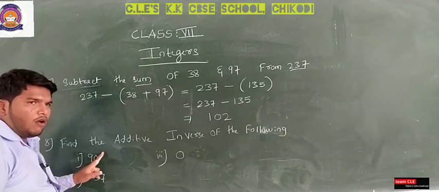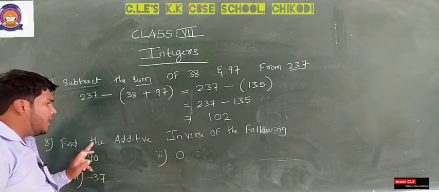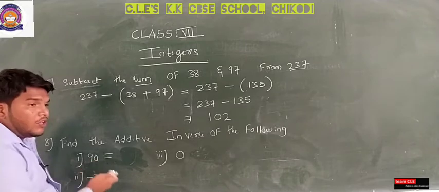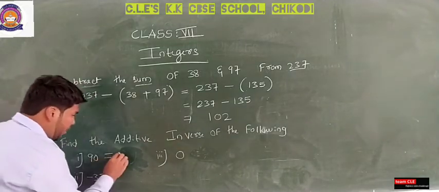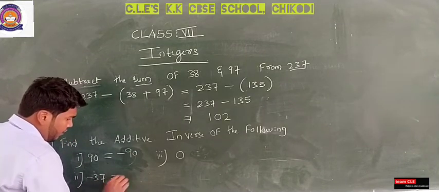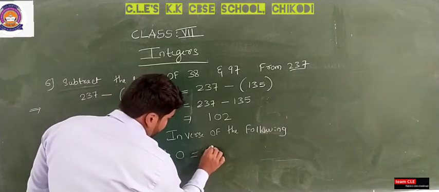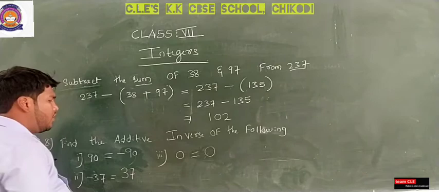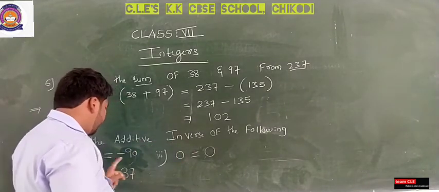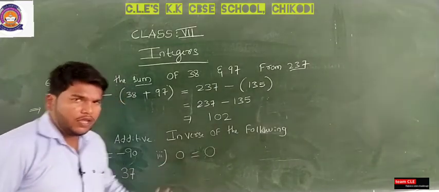For the additive inverse, you already know what the additive inverse is. You just have to change the sign. So, find the additive inverse of the following. What is the additive inverse of 90? It is positive, just make it negative. So 90, I will write as minus 90. Minus 37, I will write as plus 37. And what is the additive inverse of 0? 0 itself is the additive inverse of 0 only. So the additive inverse of positive 90 is minus 90, minus 37 is plus 37, and 0 is 0.